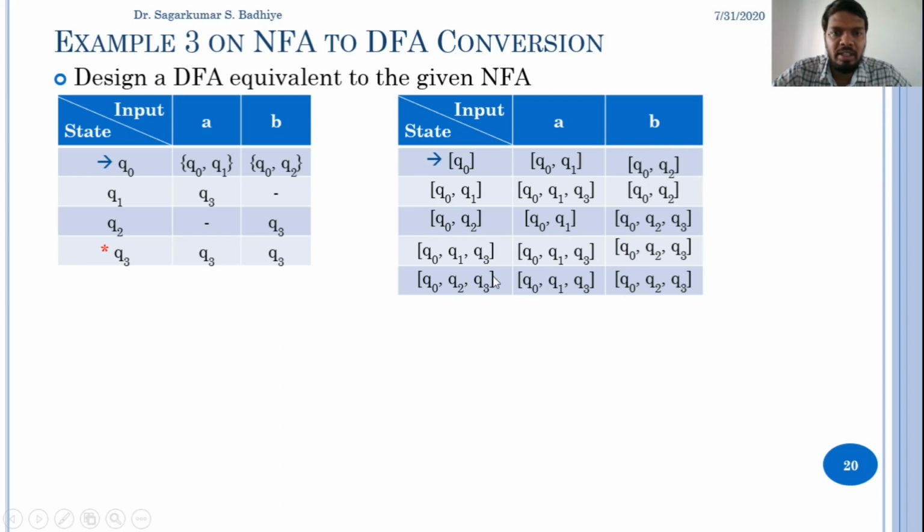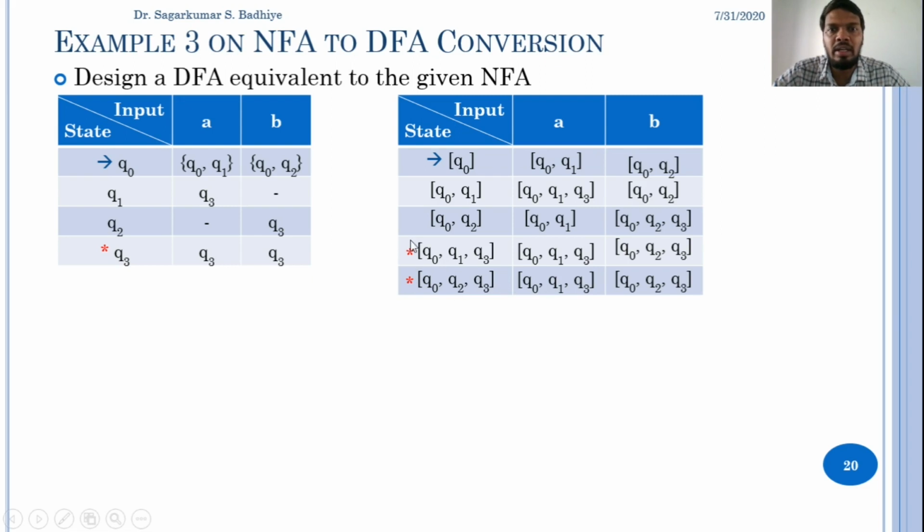Now the final states over here will be the states which are formed by combining other states with the final state of the NFA. The final state in the NFA was Q3. So all the states that are formed by combining Q3 with other states will be final states. So here Q0 Q1 Q3 and Q0 Q2 Q3 will be the final states, marked by a star.